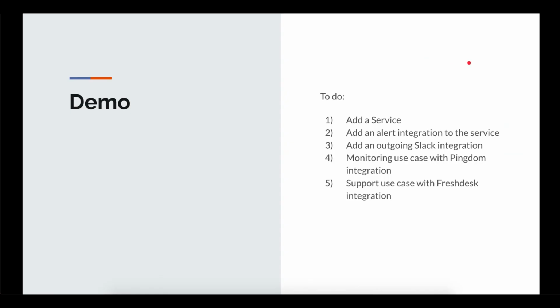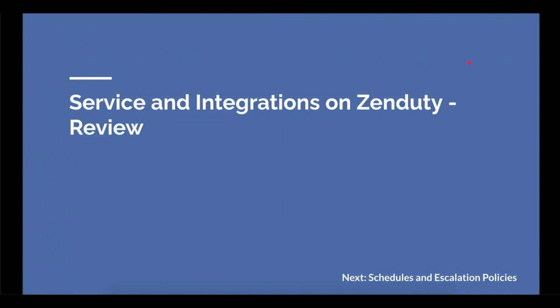So in this demo, we covered how you can create a service and add an integration and an outgoing integration to that service. We also covered two use cases with monitoring with Pingdom and support with Freshdesk. In our next video, we'll explore how you can add an on-call schedule and create escalation policies for your incidents. And moving forward, we'll cover concepts like incident SLAs and priorities.